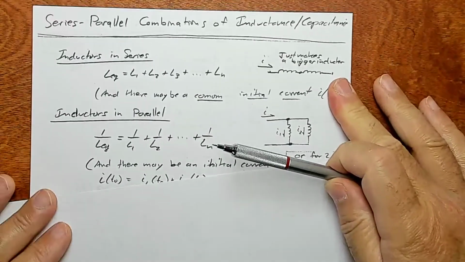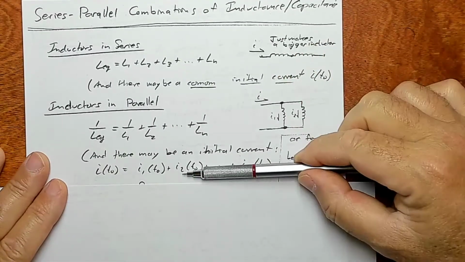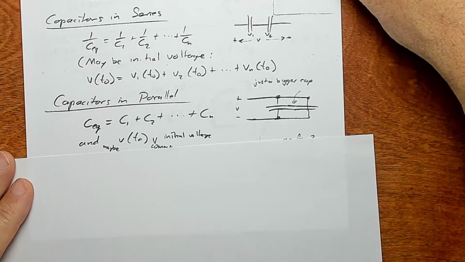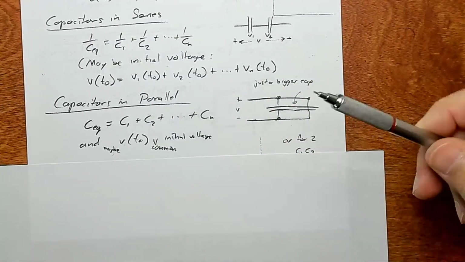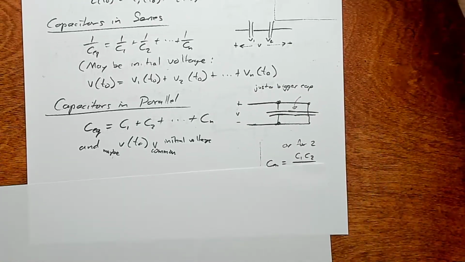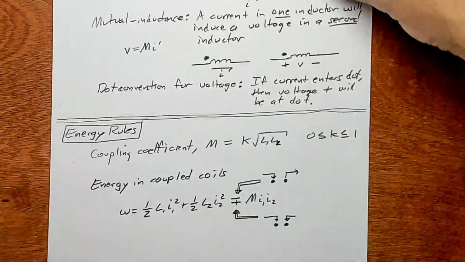So just to summarize, when you're simplifying inductors, you just use the resistance rules. And when you're simplifying capacitors, you just flip those rules around for series and parallel. All right, that's that. The last thing is mutual inductance.